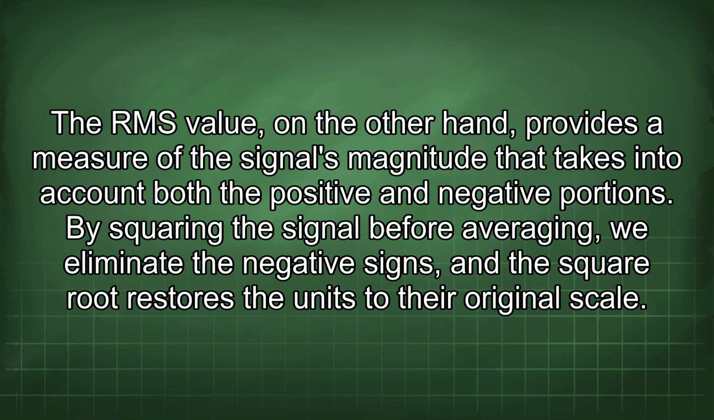The RMS value, on the other hand, provides a measure of the signal's magnitude that takes into account both the positive and negative portions. By squaring the signal before averaging, we eliminate the negative signs, and the square root restores the units to their original scale.